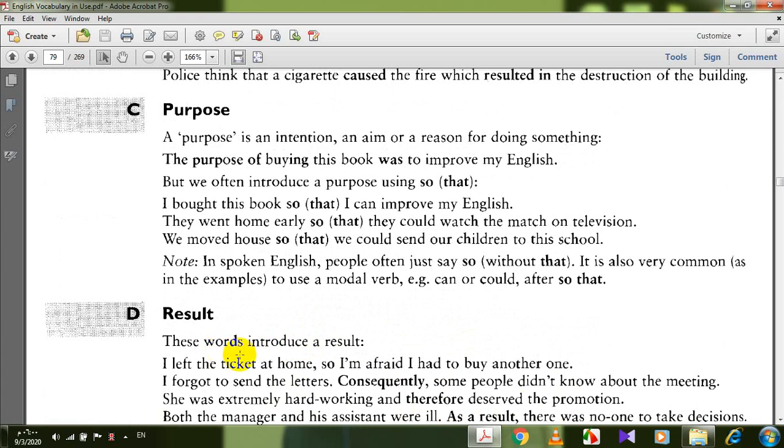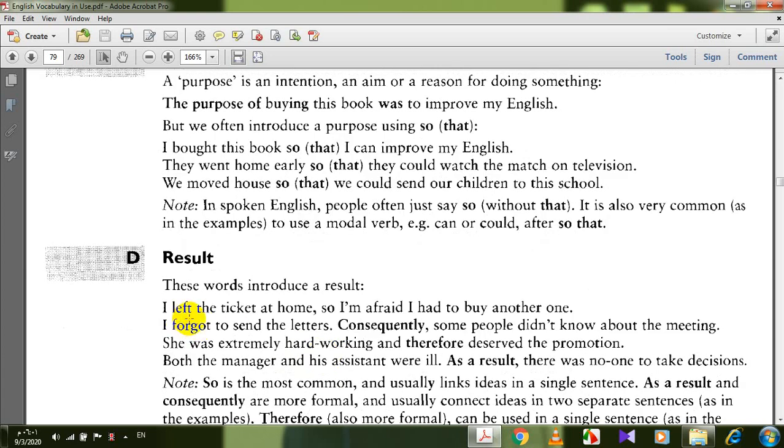Let's go to result. These words introduce a result. I left the ticket at home, so I'm afraid I had to buy another one. What is the result? The result comes after so. I left the ticket at home is the reason, the cause. What happened to me? I left the ticket at home. So what is the result? I'm afraid I had to buy another one.